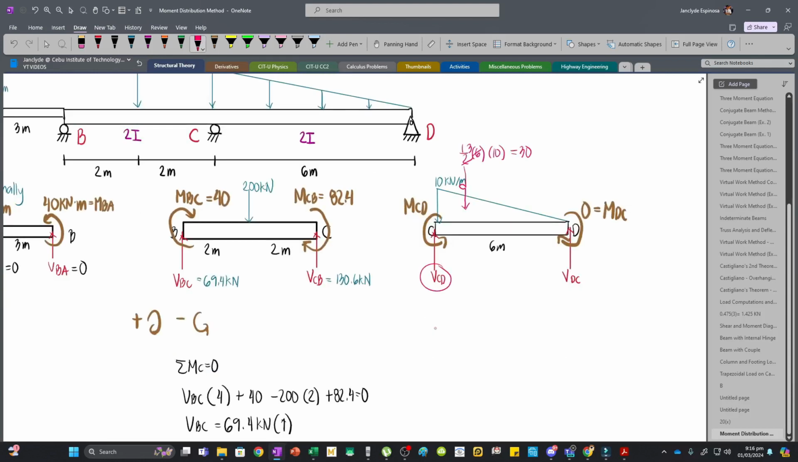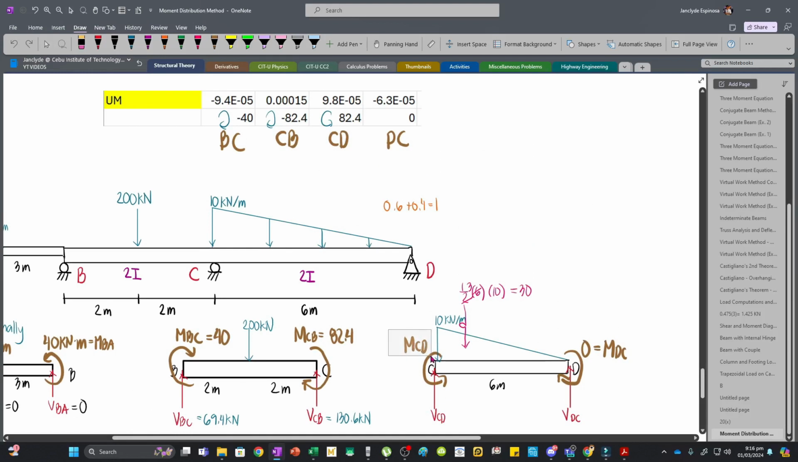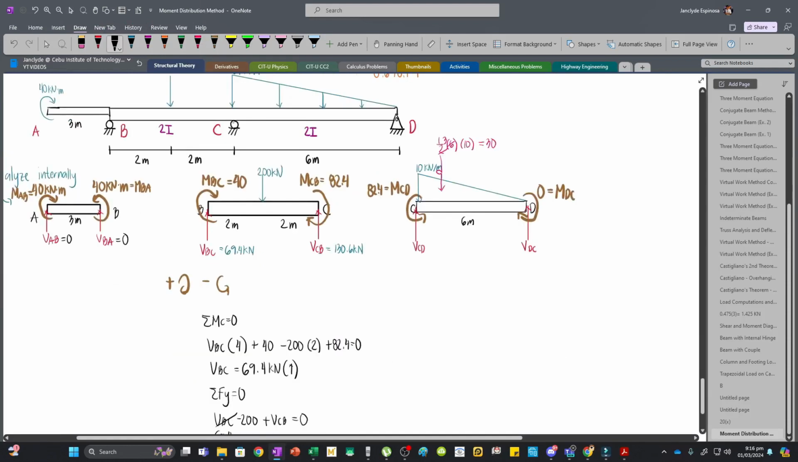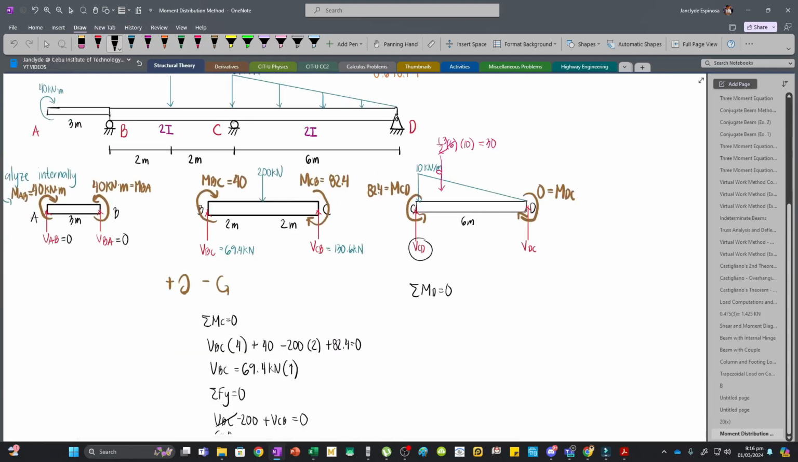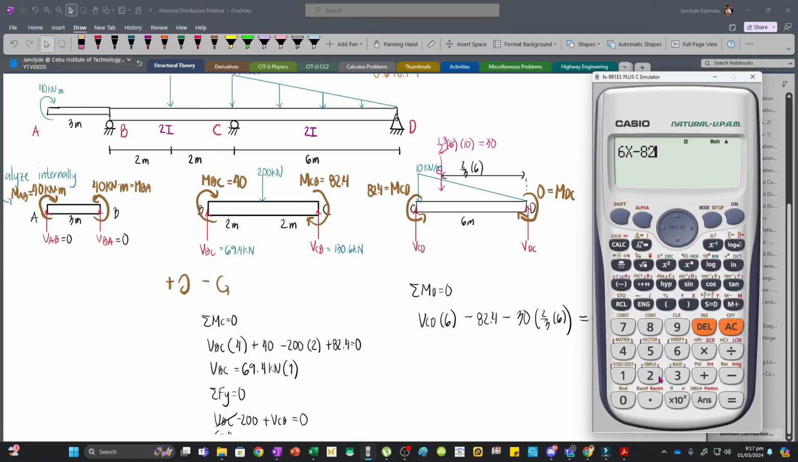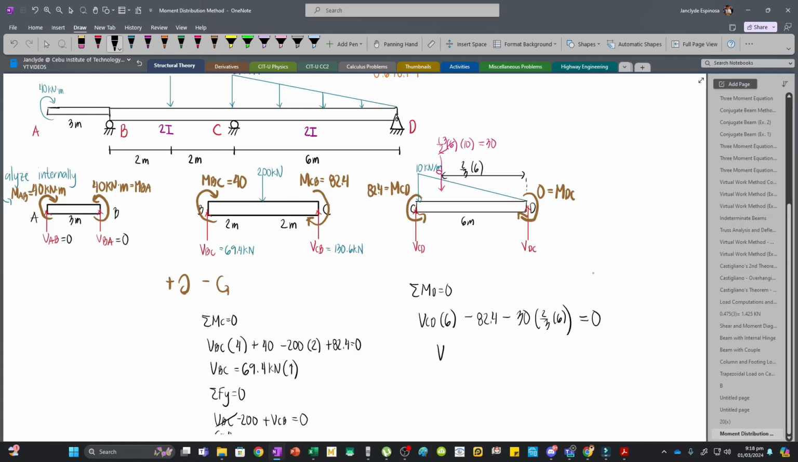And so to get VCD, I can take moments about D. Now by the way, our MCD is equal to 82.4, and then counterclockwise. So this is 82.4. And so summing up moments about D, we have VCD times 6, and then minus 82.4 because this is counterclockwise, and then minus 30 multiplied by the moment arm, which is 2/3 of 6, and then plus MDC, which is just 0. So exclude na lang natin. So equals 0, we have 6x minus 82.4 minus 30 times 2/3 multiplied by 6 equals 0. Solving x, we have 33.73. So VCD equals 33.73. And then this is kN.